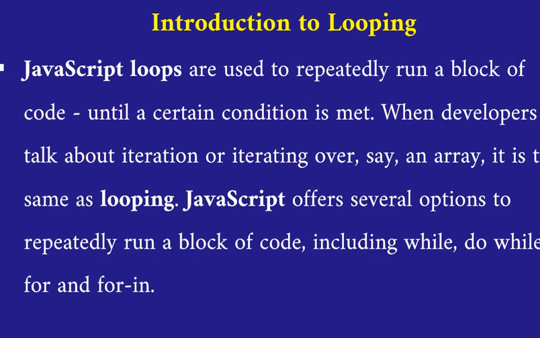Introduction to looping. What is looping? Looping in JavaScript is used to repeatedly run a block of code until a certain condition is met. When developers talk about iterations, or iterating over, say, an array, it is the same as looping. JavaScript offers several options to repeatedly run a block of code, including while, do while, for, and for each.